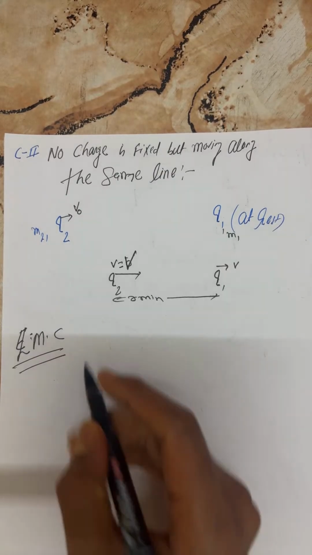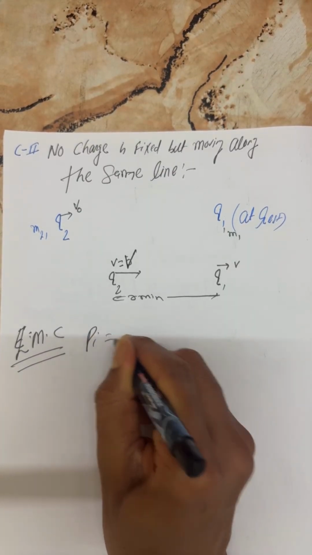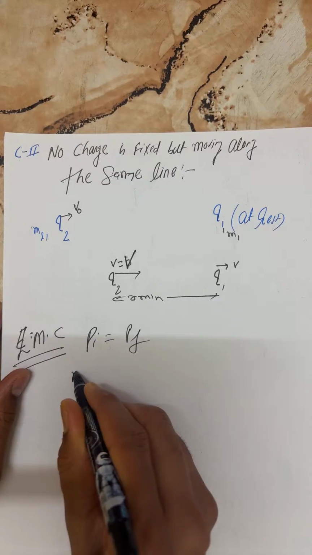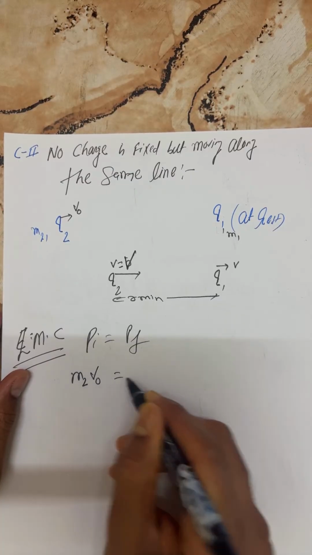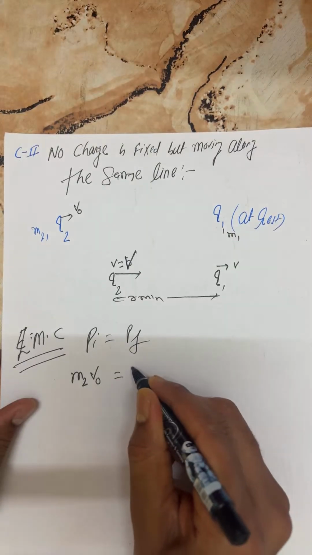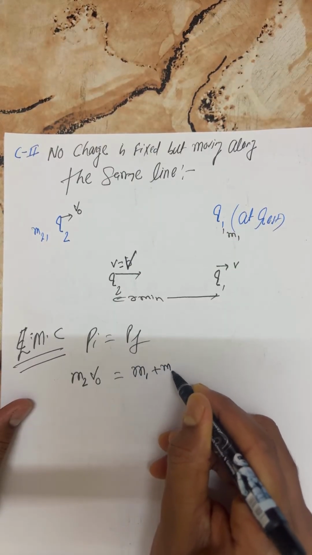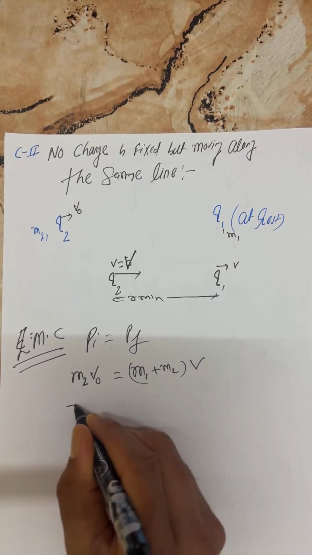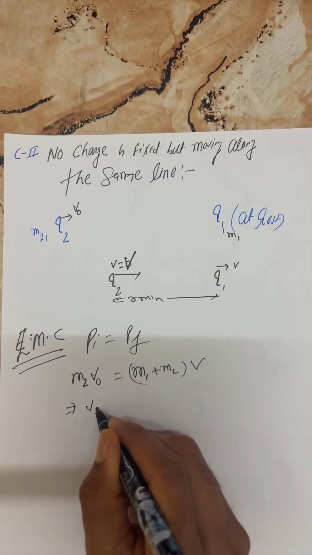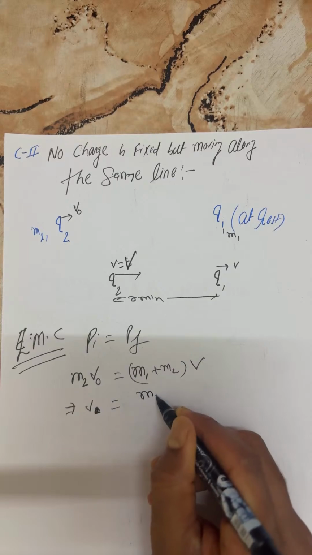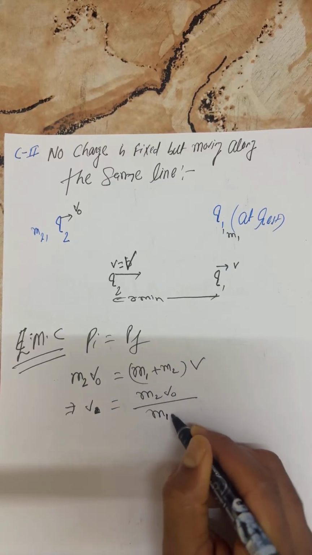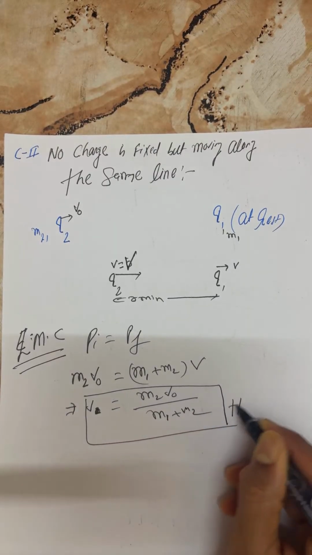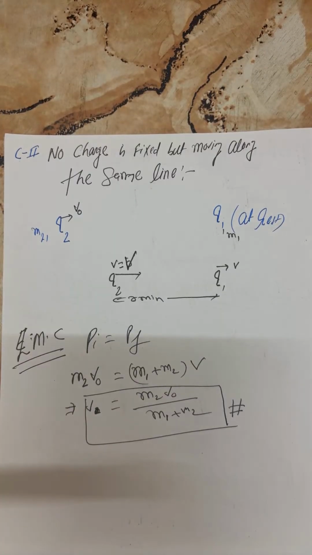Here, P initial is equal to P final. P initial is M2 into V naught. Both are moving with the same velocity, so you can write M1 plus M2 into V. So V is equal to M2 V naught upon M1 plus M2, right?